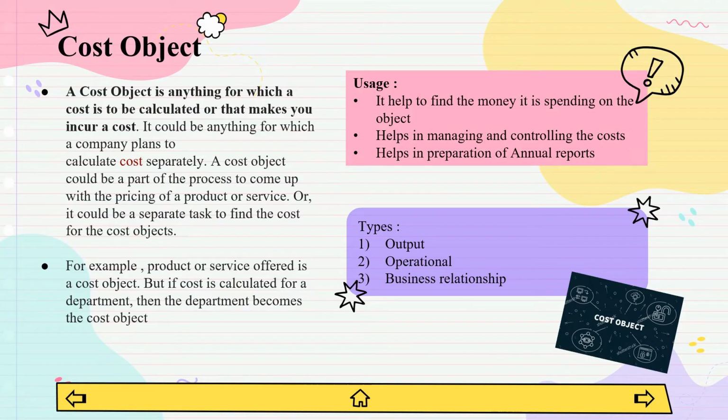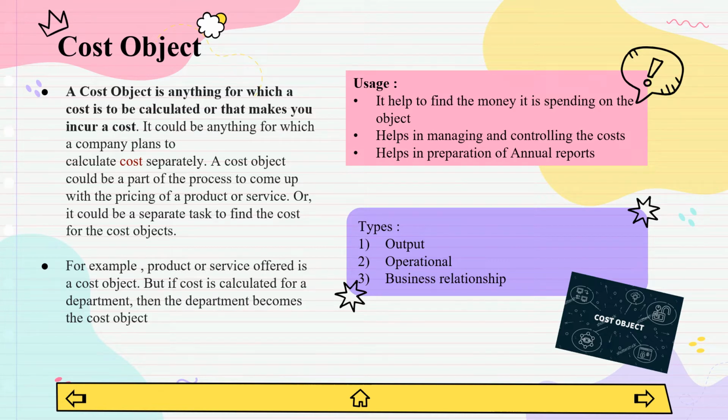Okay, now I will move to the cost object. A cost object is anything for which a cost is to be calculated or that makes you incur a cost. It could be anything for which a company plans to calculate costs separately. A cost object could be a part of the process to come up with the pricing of a product or service, or it could be a separate task to find the cost for the cost object.